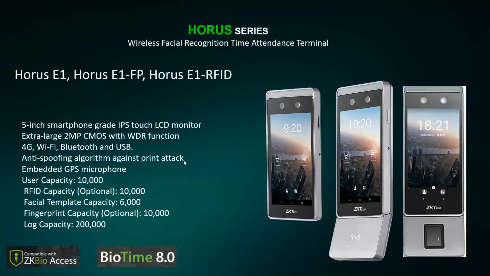It also has an extra-large 2-megapixel WDR camera. It supports 4G, Wi-Fi, Bluetooth, and USB. That's pretty cool. So there's quite a lot of different communication methods if you want to pull your time and attendance reports. Wi-Fi is obviously going to be the most popular one because it's just so easy. But 4G also. I mean, if you're in a remote location, 4G is the way to go. You pop in a SIM card and Bob's your uncle.